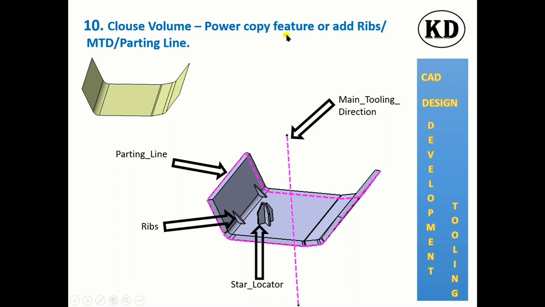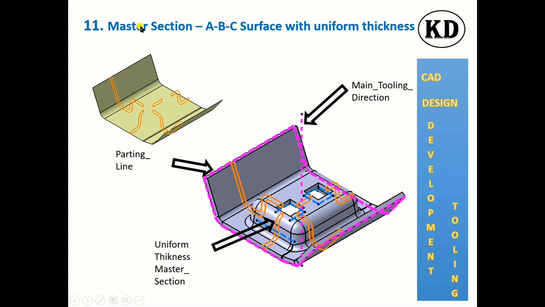Next will be the same test, but the additional task is, from the given surface you have to close the part, finding the main tooling directions, parting lines, and adding the ribs and any features using power copy. Here is the star locator power copy on the parts. You have to completely give solutions for the CAD.